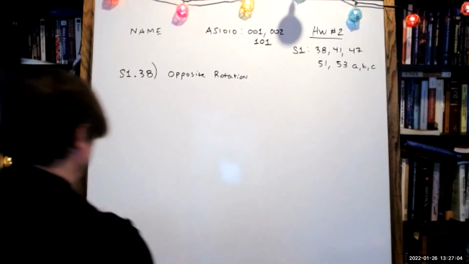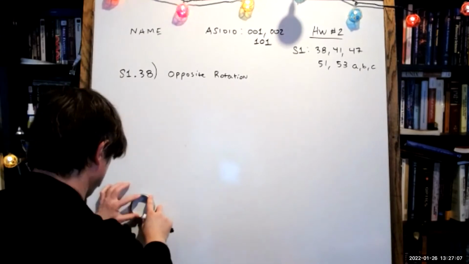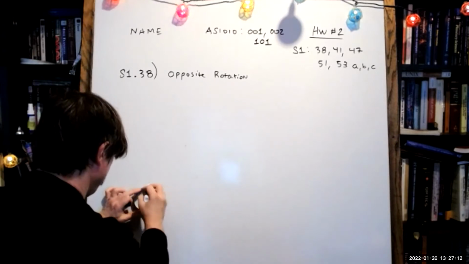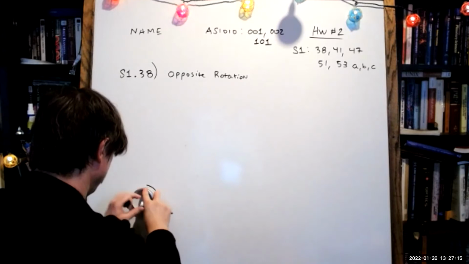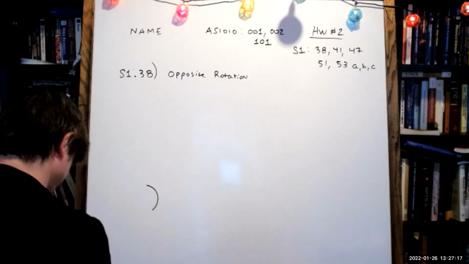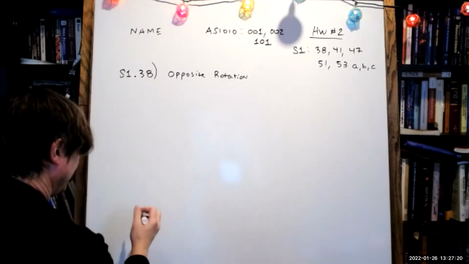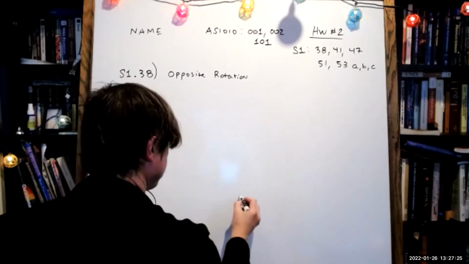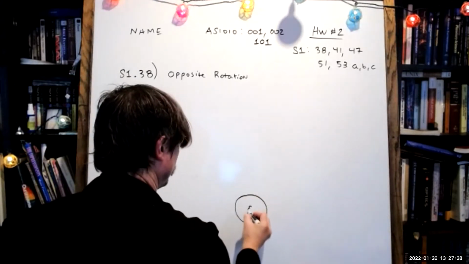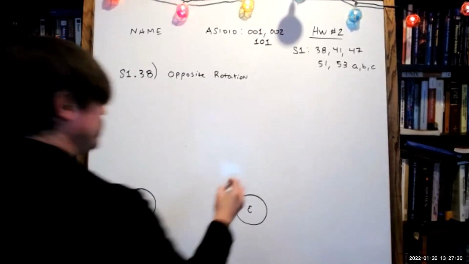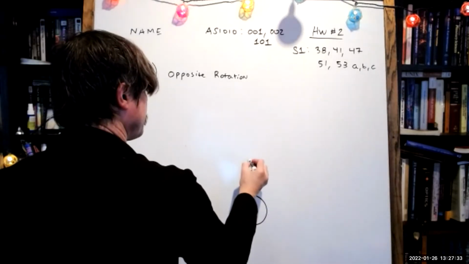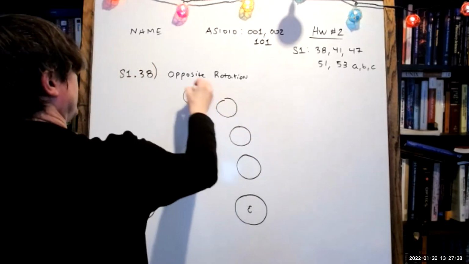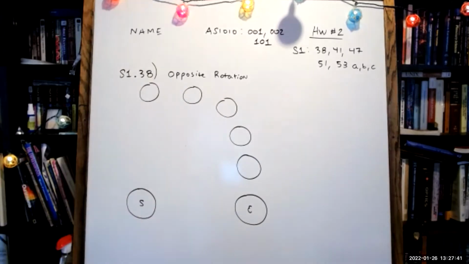Let me see if this works a little better. No, this isn't good either. Okay, you know what? I'm freehanding it. Here's the sun. And here's Earth. Honestly, not too bad. I'm gonna draw a bunch of other Earths. 1, 2, 3, 4, 5. Okay.